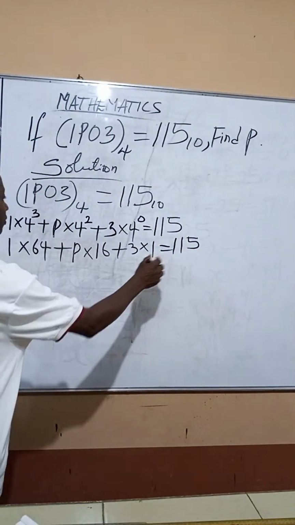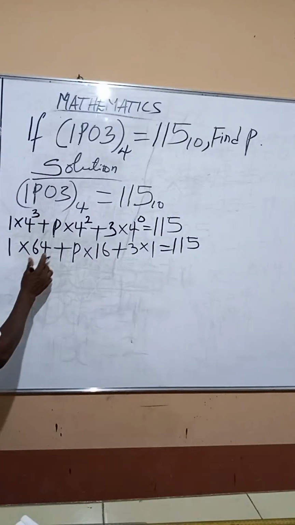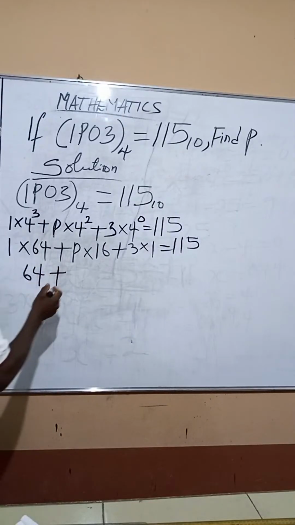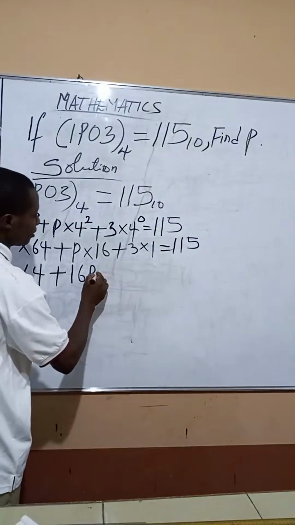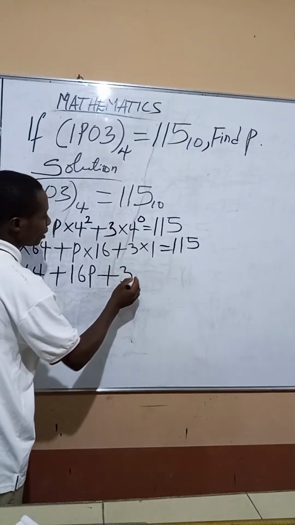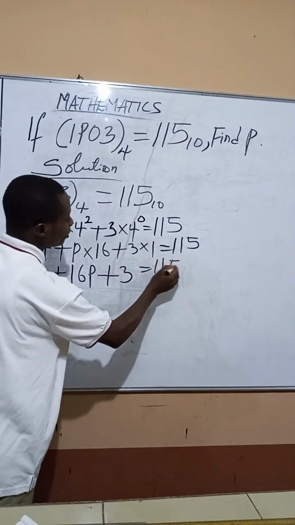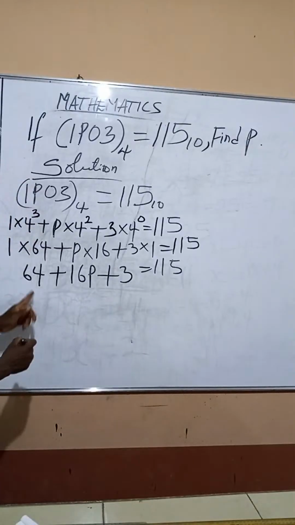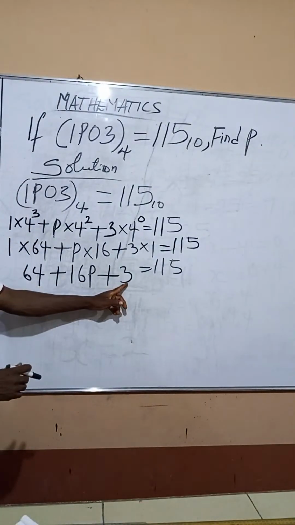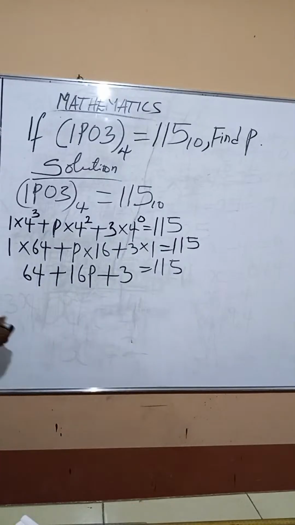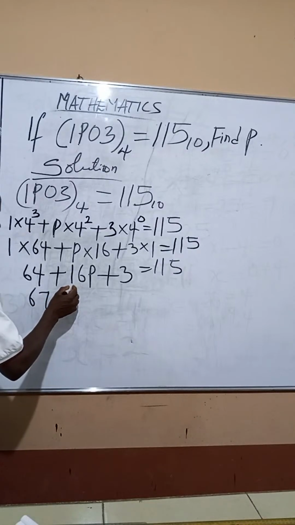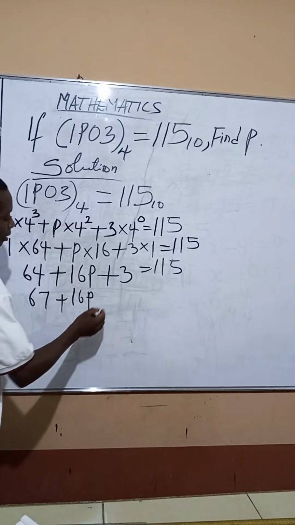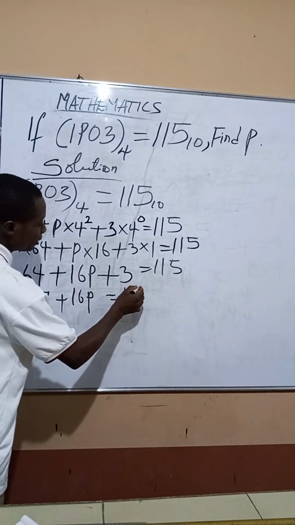And this equals 115. That's what we have right here. So 1 times 64 is 64, plus 16p, then plus 3, equals 115. Now we are going to add up these two because they are alike, right? So 64 plus 3 is 67. So that gives 67 plus 16p is equal to 115.